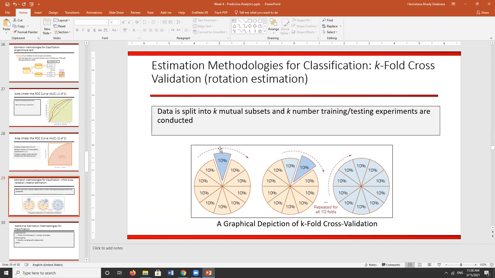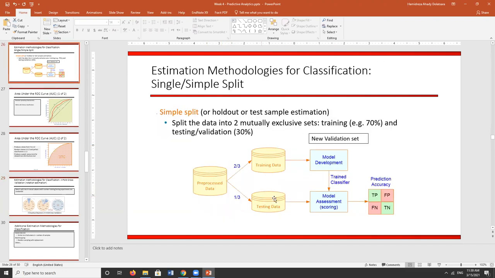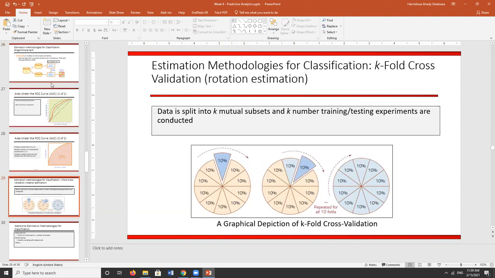Anyway, I pick the first 10%. I consider it as a test set here, and the remaining 90% as the train set. So I use the 90% to train a model and test it over the remaining 10%. In the next round, I select the second 10% and consider it as a test set. I use the remaining 90% for training my model, and then I evaluate my model over the second 10%. And I do this train and test division 10 times.